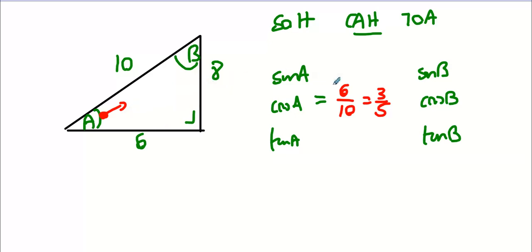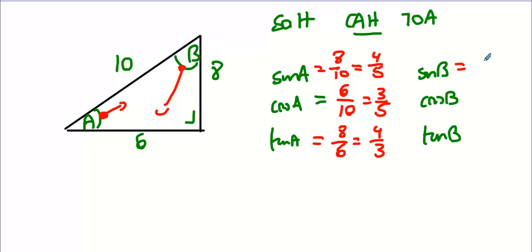Opposite A is 8, so sine A will be 8 over 10, which is what? 4 over 5, okay. Next thing you're looking at is tan A, which is what? 8 over 6, which is 4 over 3, happy days. Sine B. So opposite B is 6. 6 over 10, which is 3 over 5, yeah.